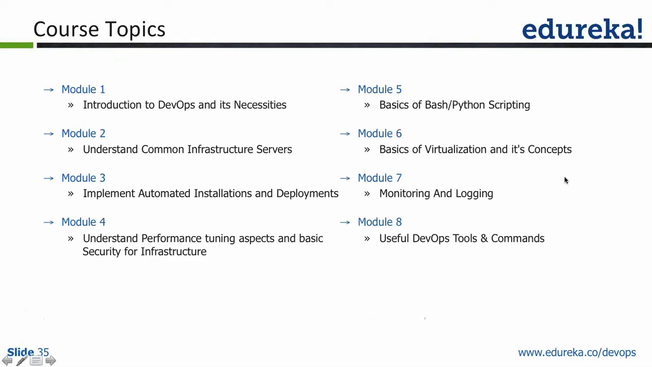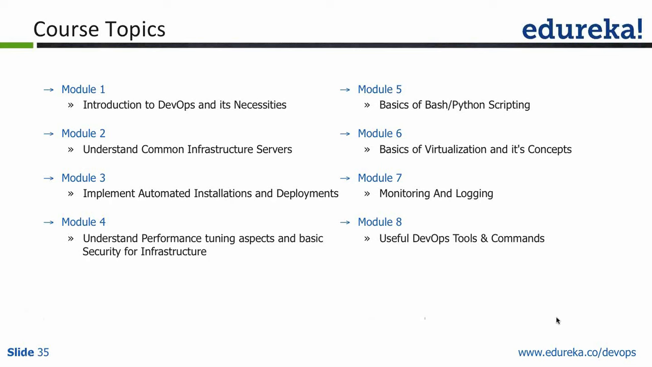Here is the course content. We have 8 modules, and each module has a specific thing to cover. The first one is introduction to DevOps necessities, then common infrastructure servers in module 2. In the third module, we talk about implementing automated installations and deployments. Module 4 covers basic performance tuning and how we can make our infrastructure or application better. Module 5 covers the basics of scripting languages, the very core skills for DevOps, so we covered that part as well as part of the training program.